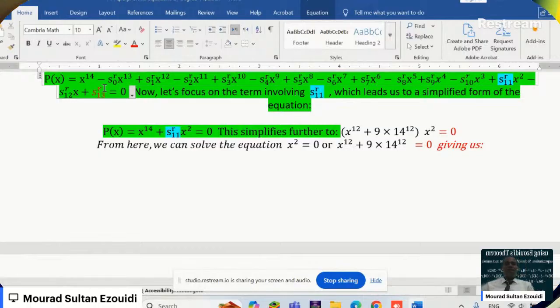Now let's focus on the term involving S11, which leads us to a simplified form of the equation. So p of x has to be equal to x raised to the power 14 plus S11 x squared equals 0. This simplifies further to x raised to the power 12 plus 9 times 14 raised to the power 12, times x squared. Now from here we can solve the equation. X squared is equal to 0 means that x equals 0 is a root with multiplicity 2, and x raised to the power 12 plus 9 times 14 raised to the power 12 equals 0. Here x squared equals 0, it's obvious that x equals 0 is a double root.